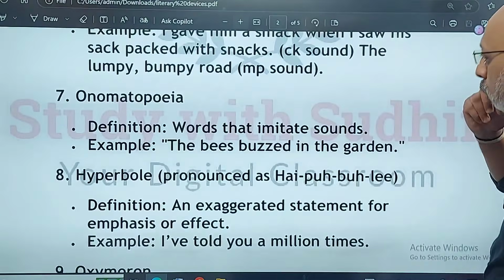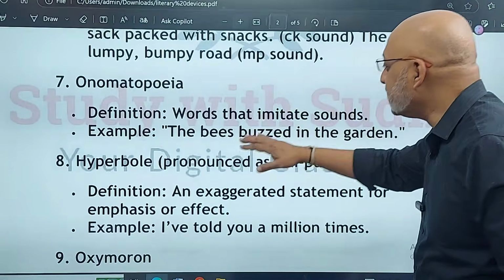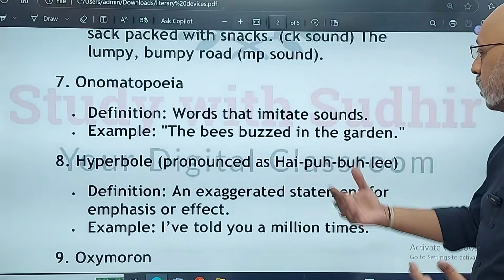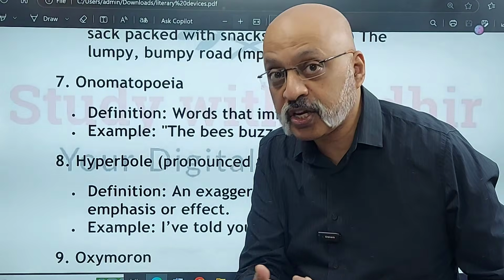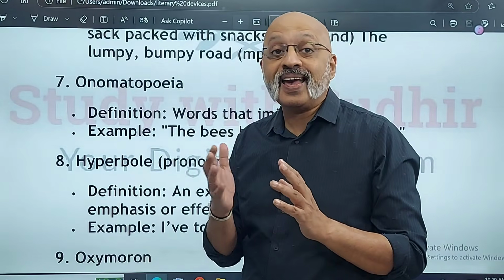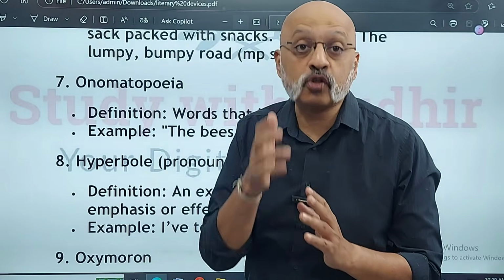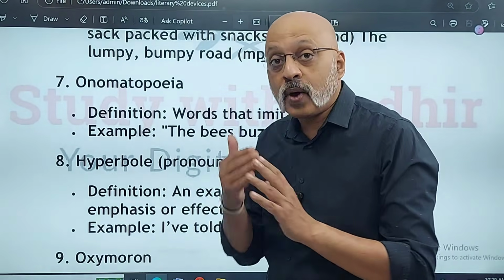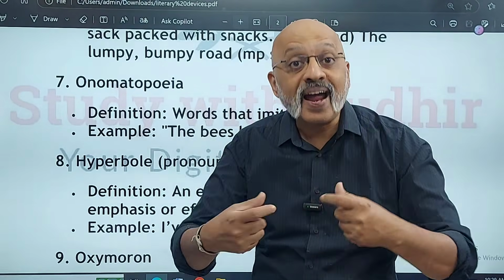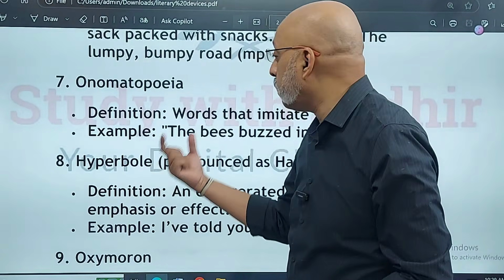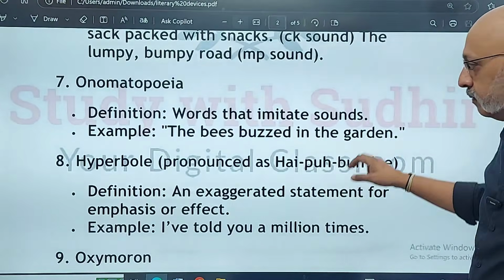Then we come to onomatopoeia. I find it very difficult to pronounce this one. Words that imitate the sounds. The bees buzzed, zzz, karke the sound which comes. Now that is not a case of human quality. No, it's not a case of personification. It is a case where you are actually creating a word from the kind of sound that is created by the subject. So the bees buzzed in the garden.